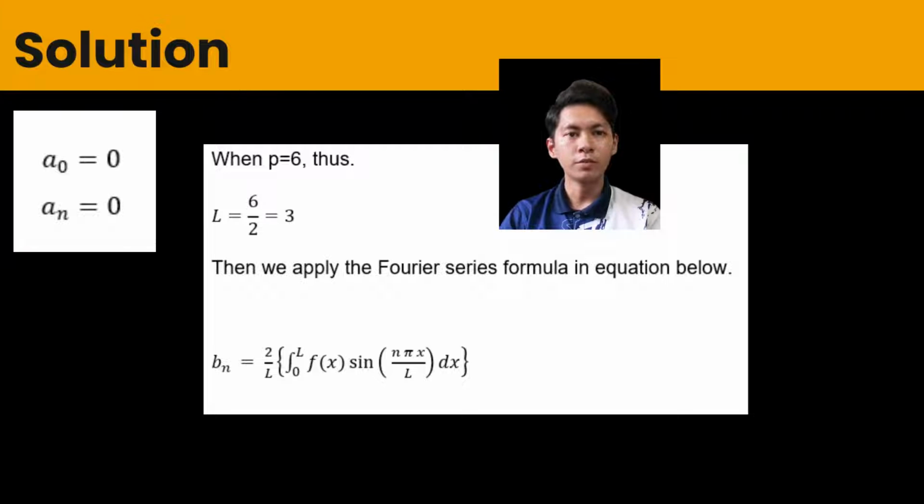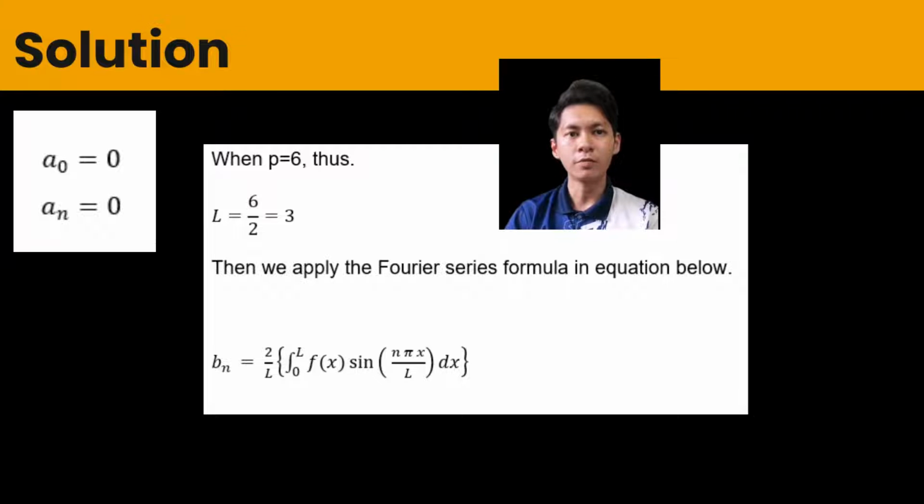Firstly, we need to find the L when P is equal to 2L. From the graph, we need to know what P is, and then we can know the L. P is defined as the period. The period of the function is the interval between 2 successive repetitions. From the graph above, there are 2 complete cycles of the sine function. We can write the period P is equal to 6. When P is equal to 6, therefore L is equal to 3 because 6 is divided by 2.